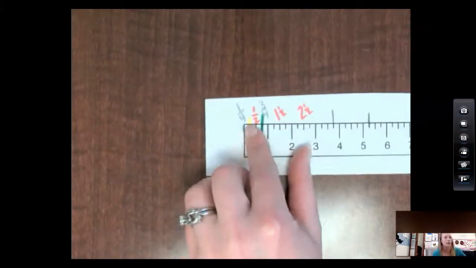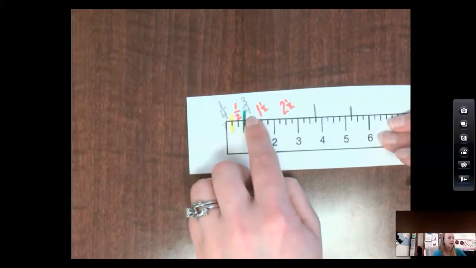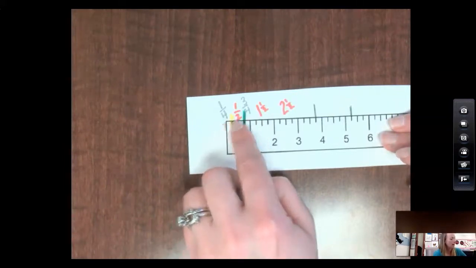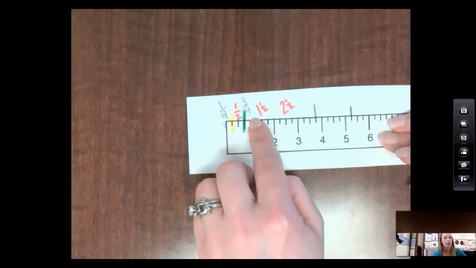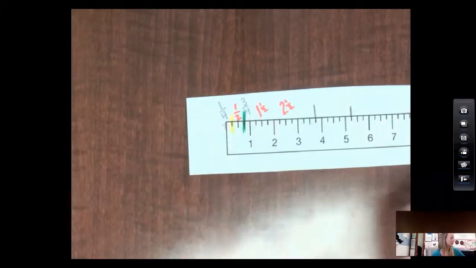Let's sing that song again. A 1/4, a half, 3/4. One more time, a 1/4, a half, 3/4. So that would help us measure.